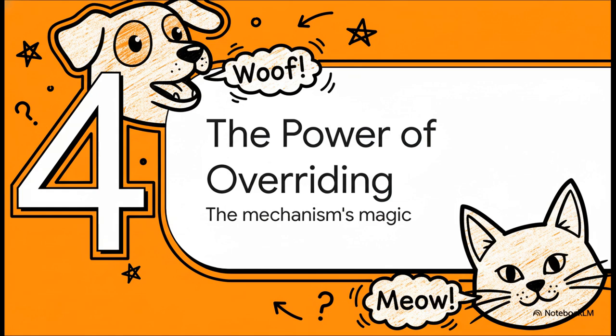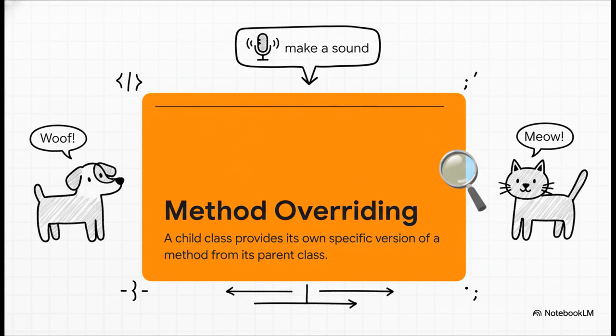But how did the dog and cat actually provide their own unique sounds? Well, this is where the real magic happens. It's through a cool mechanism called method overriding. Method overriding is actually a pretty simple idea. It just means that a child class can provide its own special version of a method it got from its parent. So the parent animal class might have a generic idea of how to make a sound, but the dog class can basically say, hey, thanks for the suggestion, but I've got my own way of doing this. It gets to have its own voice.